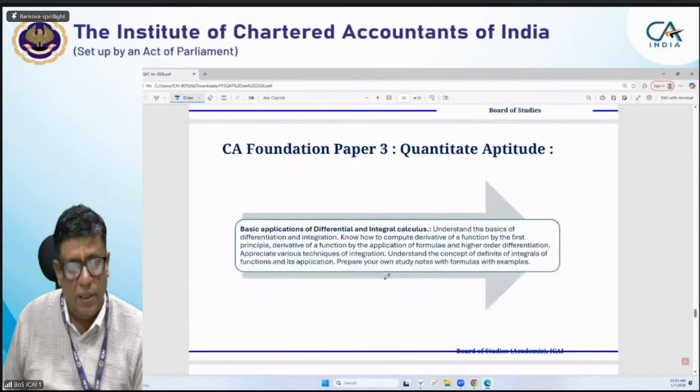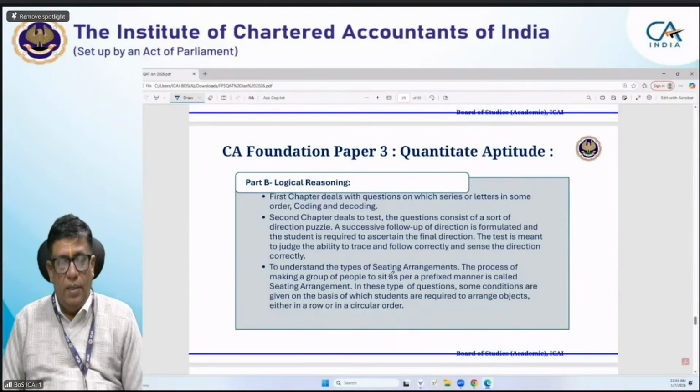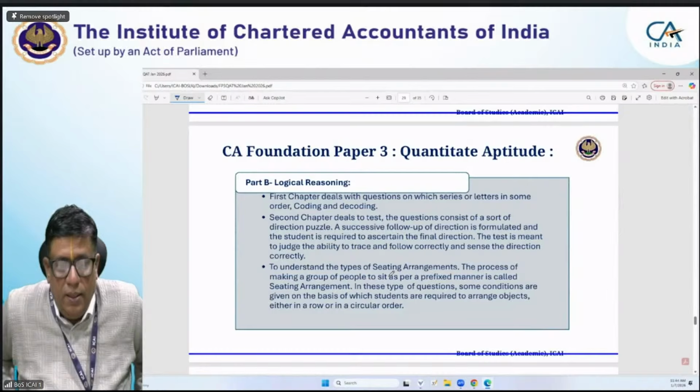Next one is logical reasoning, and in that, the first chapter.